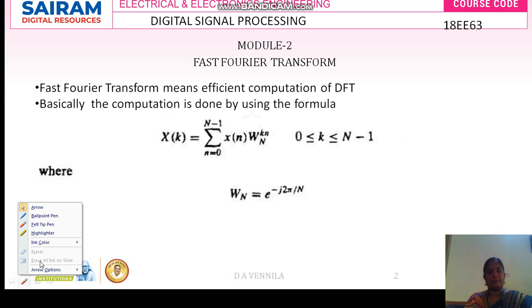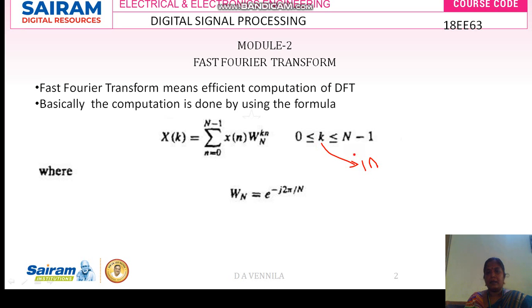This k is an integer, and also this small n is an integer, and this small n also varies from 0 to N minus 1. And here this x of k is obtained by taking the DFT of x of n.